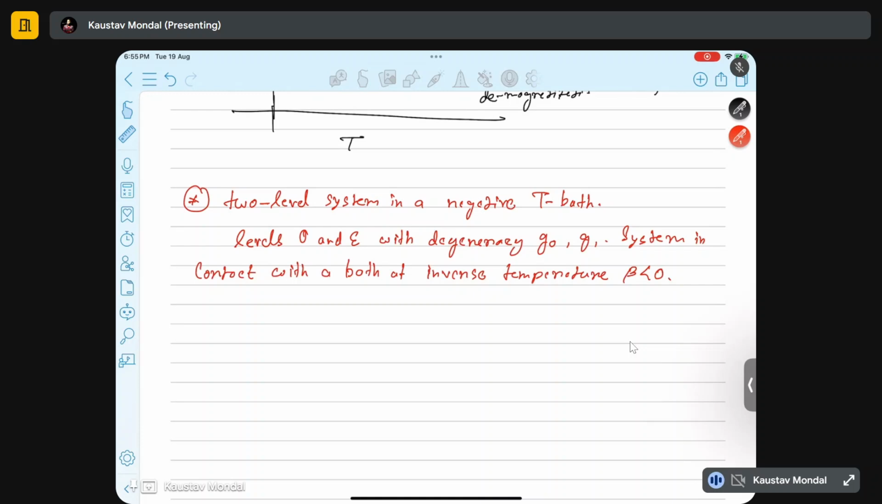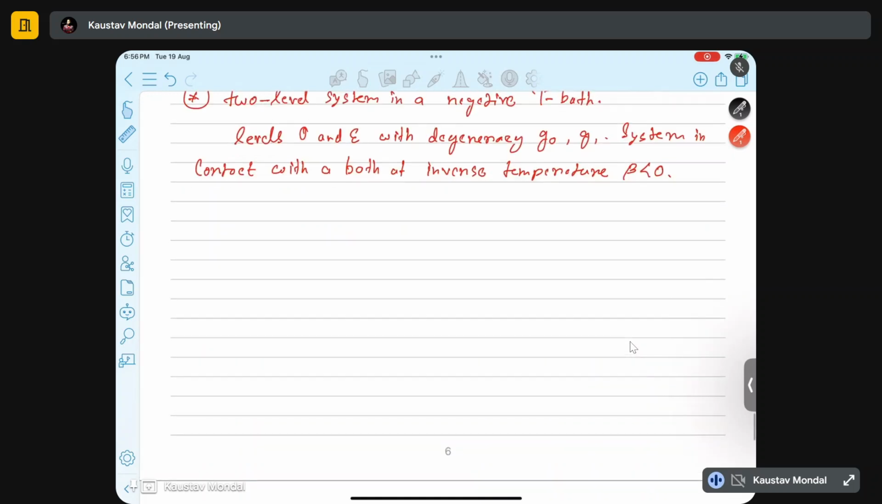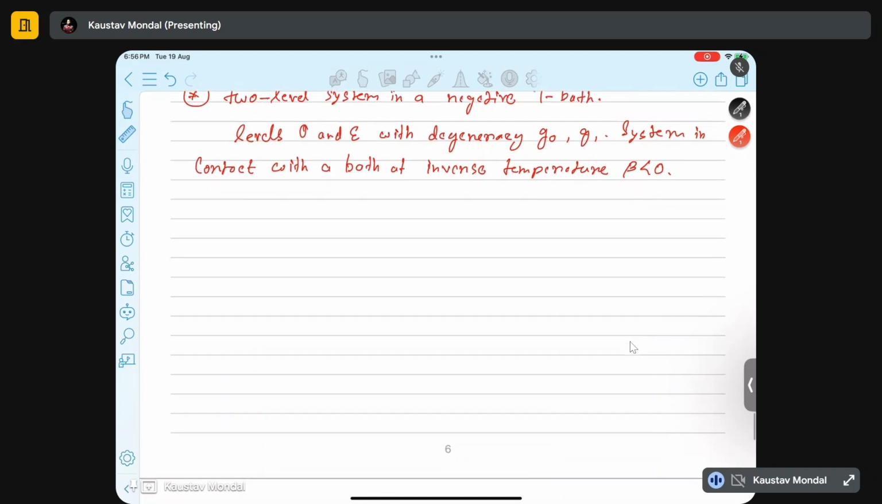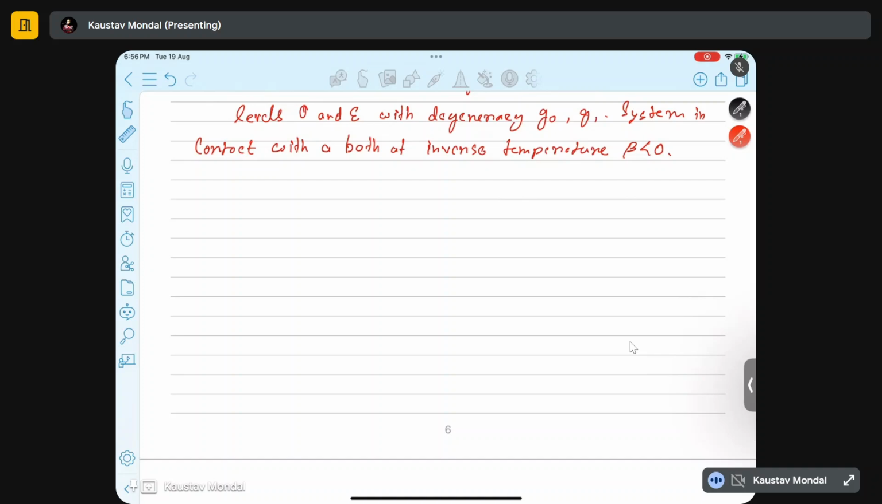So beta less than 0, that means the T also should be less than 0, right? Because KB is always greater than 0, right? KB is the Boltzmann constant that cannot be negative. So the T should be less than 0. Okay. So for this kind of system, we'll check what will happen if we encounter such a setup.